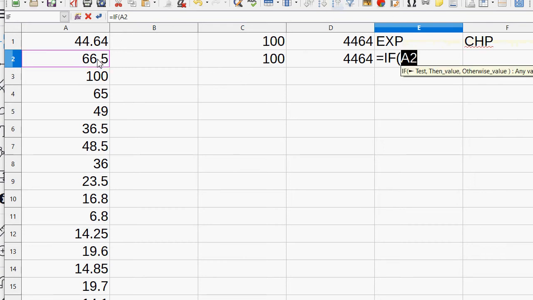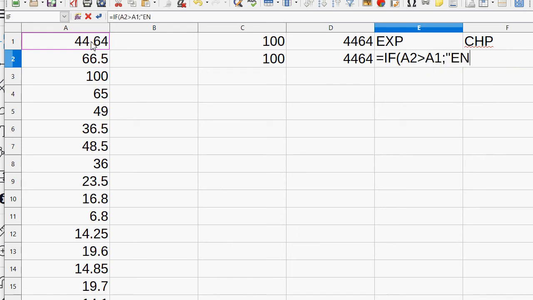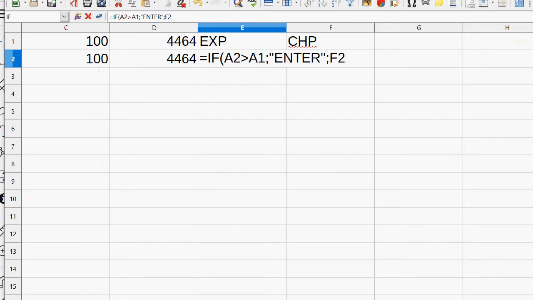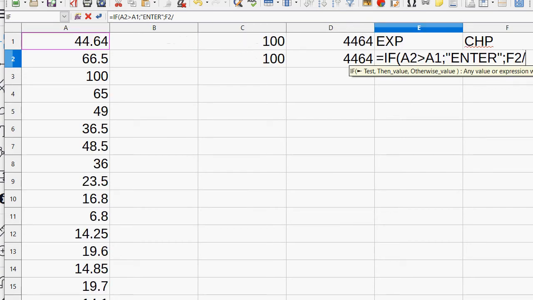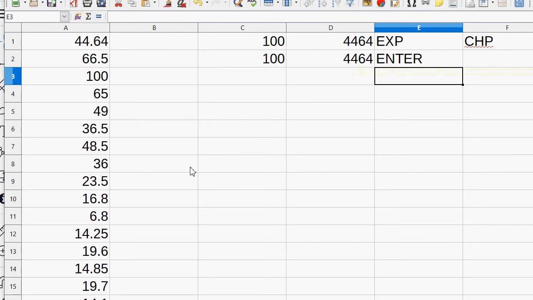So what I'm going to write in here: equals IF, if this number here is greater than this, then semicolon, quotations, enter. So it's telling you to enter. If not, I'm going to enter the negative price in there and automatically calculate it. But if the other one is to calculate, the cheap one, it'll be entered on the other side. And we're going to take the value in F2 and divide it by the price. And the price is right here. So you can see it's going to say enter. So it's going to tell you to put the price.